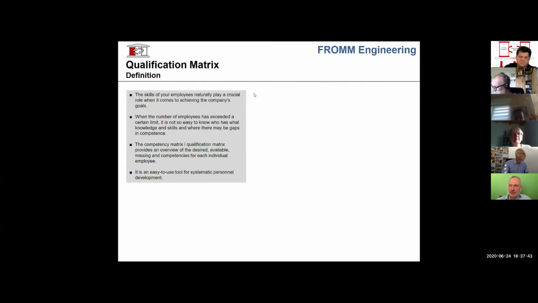okay, it's clear the skills of your employees naturally play a crucial role when it comes to achieving the company's goals. So this qualification matrix is also one of the tools which I always recommend, because like in football, you have to have the right skills there. It does not make sense to have eleven goalkeepers, no?